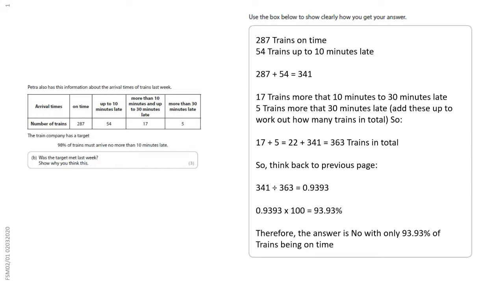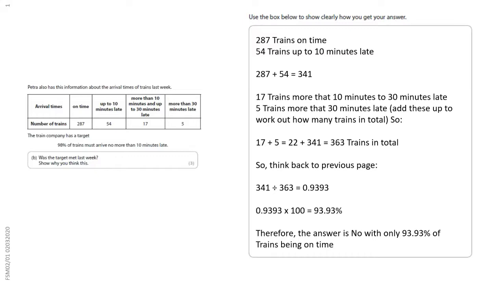So this then becomes straight addition. 287 trains plus 54 gives us 341. This is what we're going to be basing our target on. We know that 17 trains are more than 10 minutes to 30 minutes late, and 5 trains are more than 30 minutes late. So you need to add these up to work out how many trains there are in total. That gives us a grand total of 363 trains.